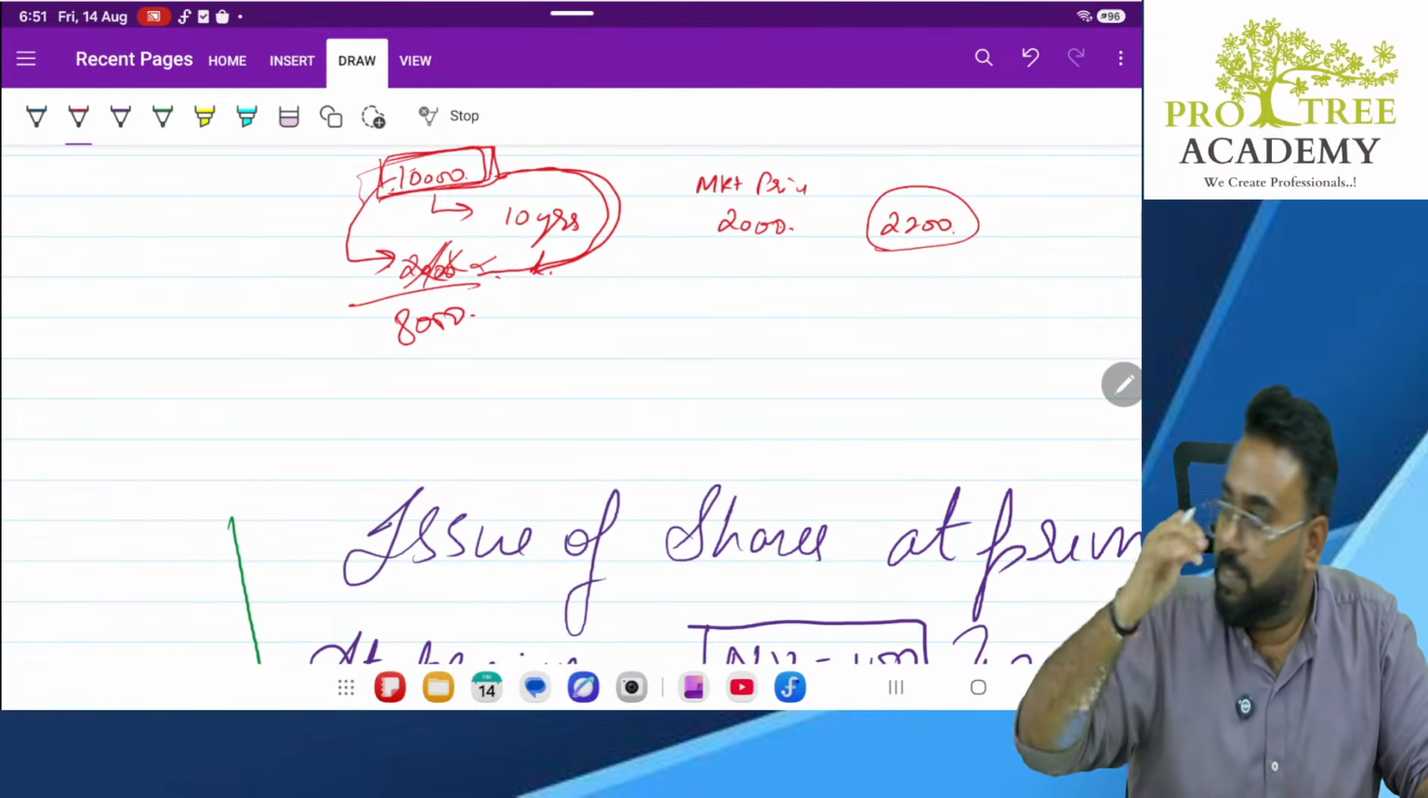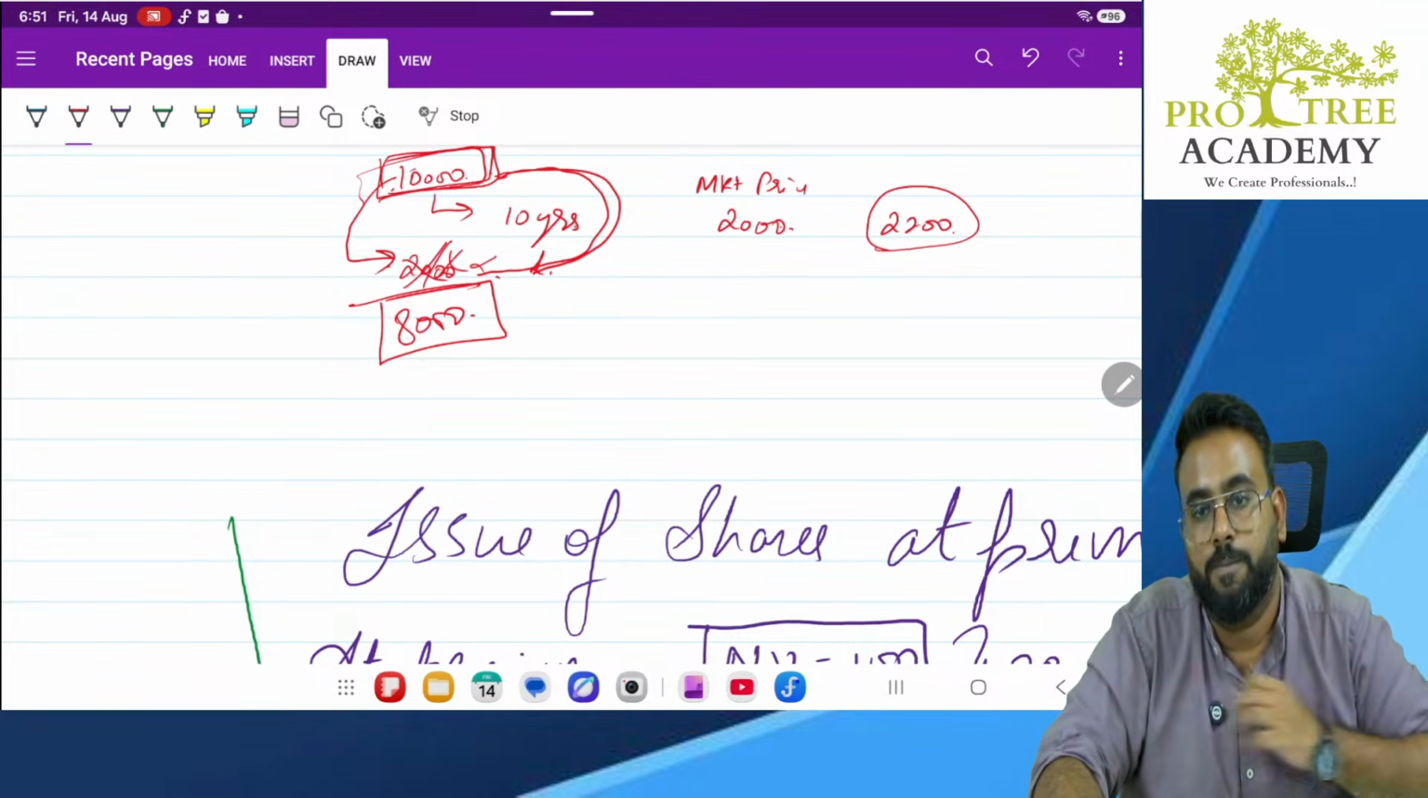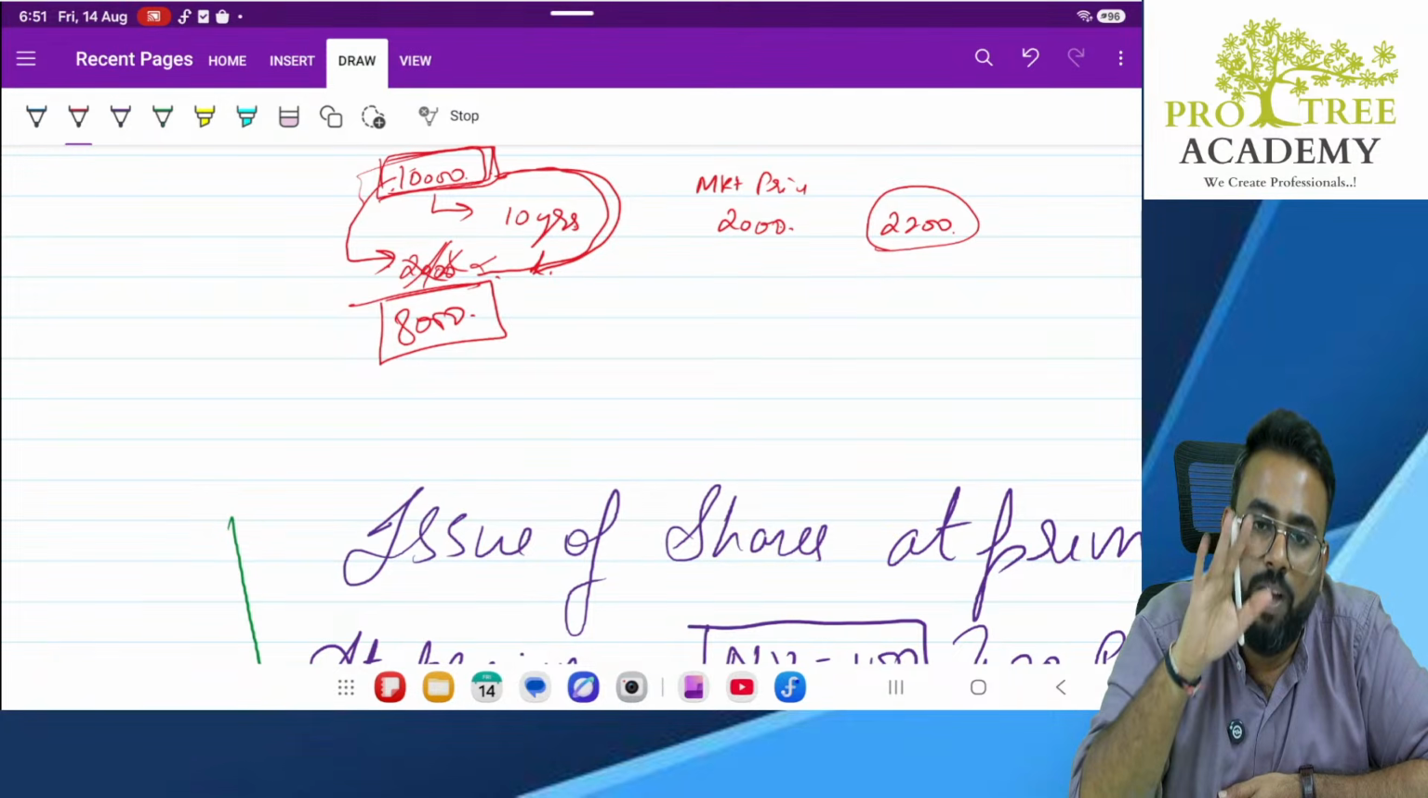The moment it gets cancelled, what is the new number of shares? The new number of shares is only 8,000. Sir, why will the company do this?